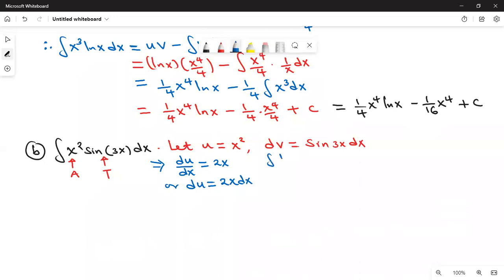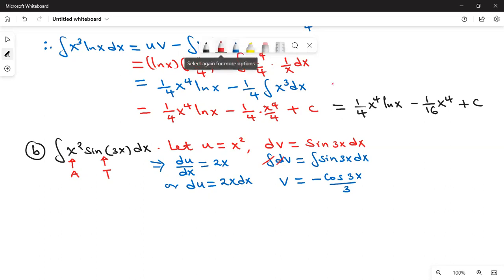Let's integrate dv. Both sides, integrate sine 3x dx, so that, you know, the integral and derivative are inverses, and so we'll remain with v is equal to, what did we differentiate to get sine? It was negative cosine, so negative cosine of 3x divided by 3. Don't write the constant of integration. So go back to our integral.